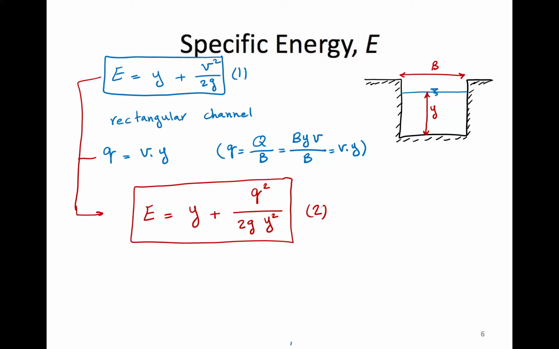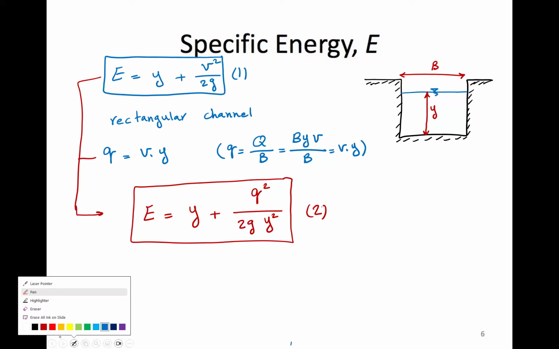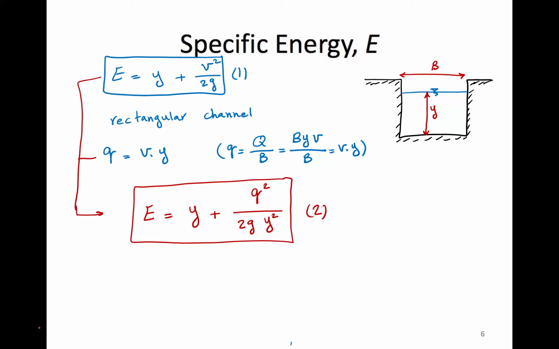So 1 and 2 are two forms of the specific energy equation. 1 is for all shapes, but 2 is only for rectangular channels. Just keep in mind, only rectangular channels.